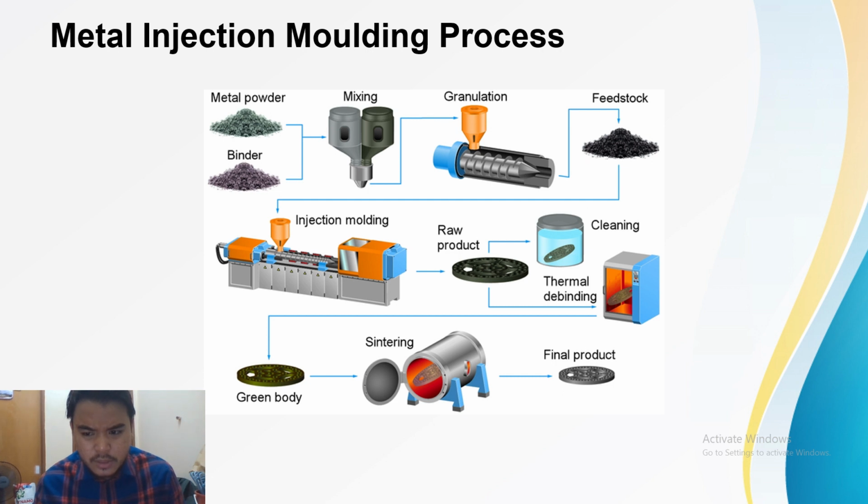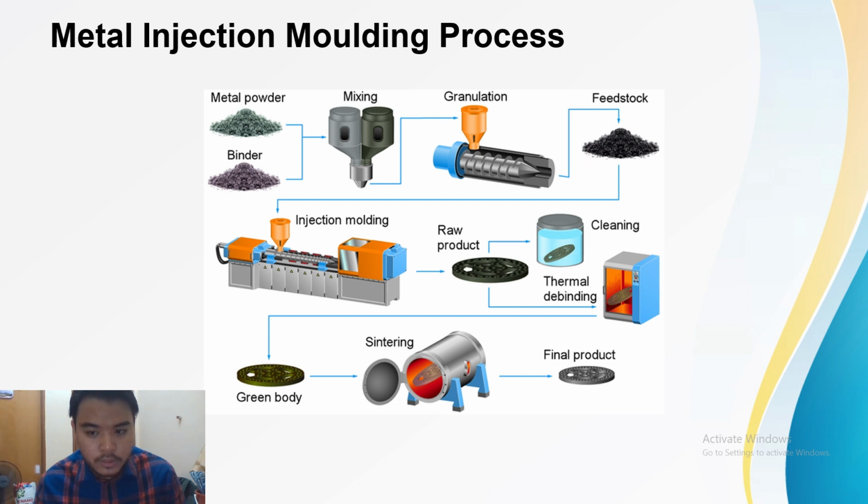Next, we will be moving forward to the metal injection molding process. Powder metal is combined with binder material to generate a feedstock. The final product is created by solidifying and shaping the feedstock. The process steps: the binder is mixed with the powder to produce a feedstock mix.